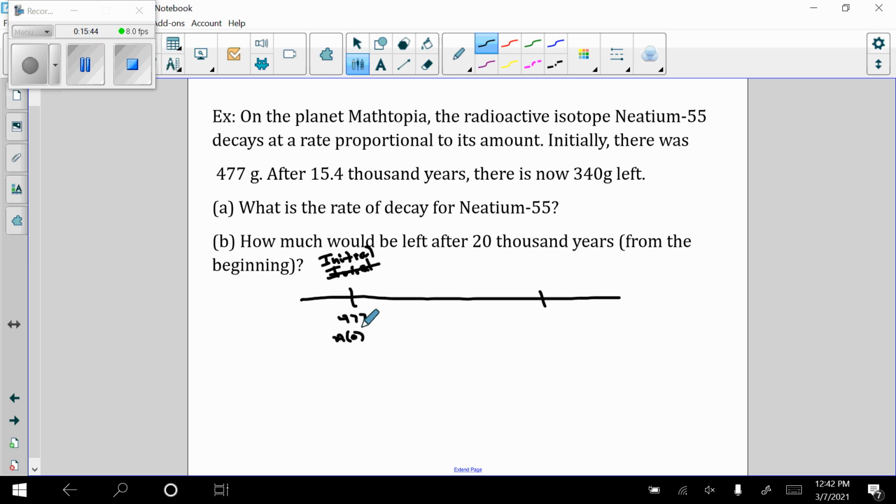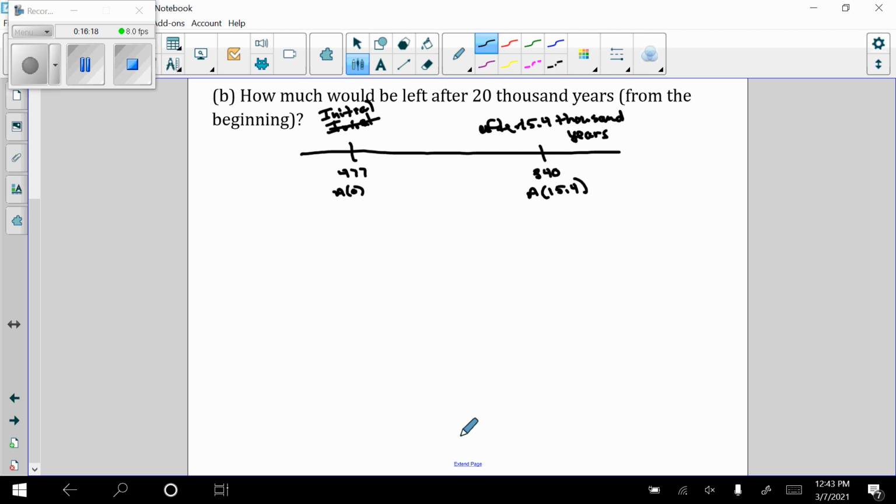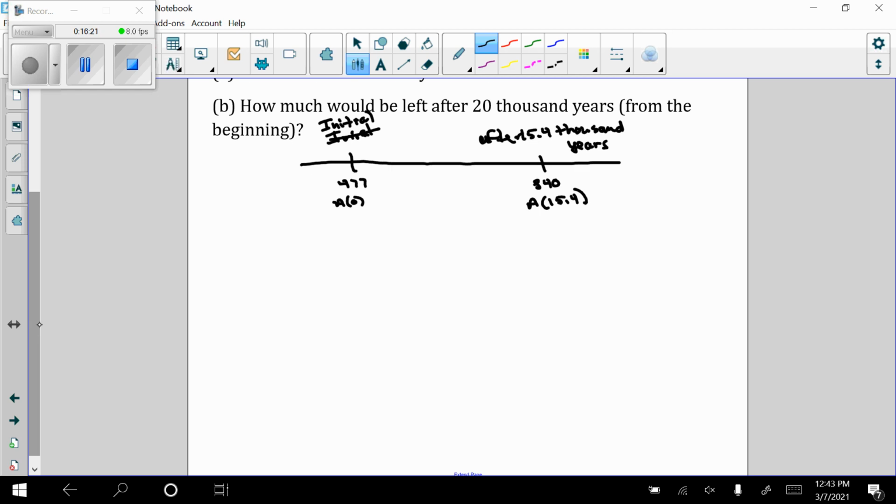And then after 15.4 thousand years, so into the future, I had 340 grams. So that would be A sub 15.4. Okay, so you've got to pay attention to the wording on these. We'll do more in the next couple days.